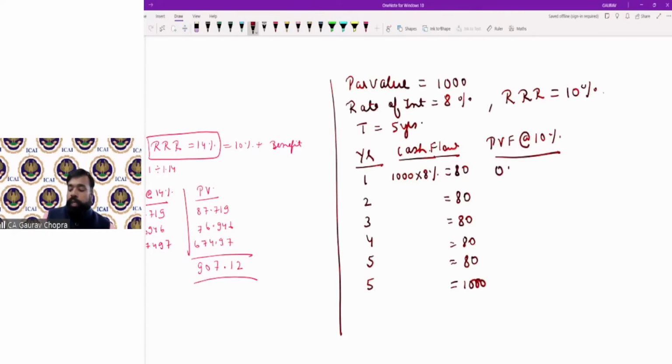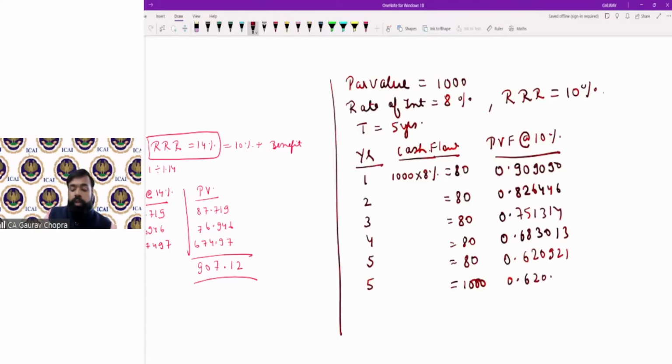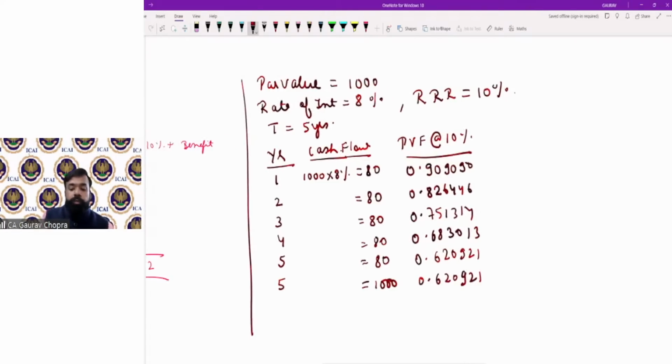For first year, you are getting 0.909090. For second, it is 0.82644. For third year, 0.75131. For fourth year, 0.683013. Then for fifth one, 0.620921. And this 1000 we are receiving in fifth year itself. So we are using the fifth value only.